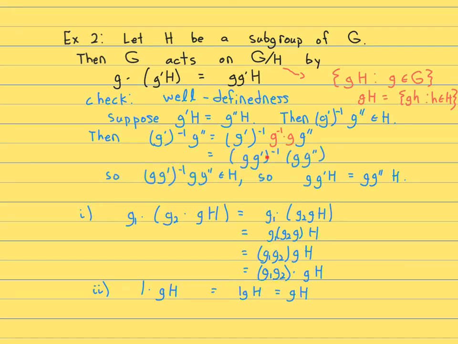Well, let's just reverse engineer. What is this calculation? Well, the inverse of the product is the product of inverses in reverse order. And now you see that we have a g^{-1} times g together, and they cancel, and we get g'^{-1} times g'', which is the thing we assumed was in H in the first place. So this weird product is in H because it's actually equal to the thing we started with. So our action is in fact well defined.